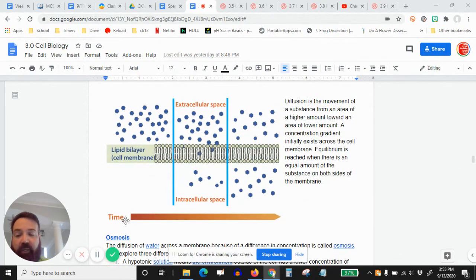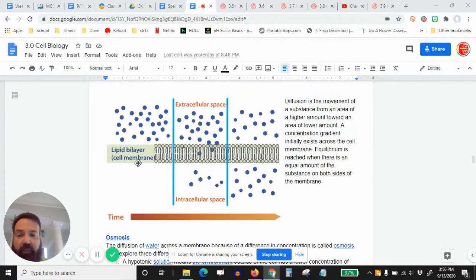Here's the diagram. So time is going from left to right. It's increasing as you move. We have the lipid bilayer here in the middle, and we have the extracellular, or the outside the cell space, and the intracellular, or the inside the cell space. And the caption reads, diffusion is the movement of the substance from an area of a higher amount toward an area of lower amount. A concentration gradient initially exists across the cell membrane. Equilibrium is reached when there is an equal amount of substance on both sides of the membrane.